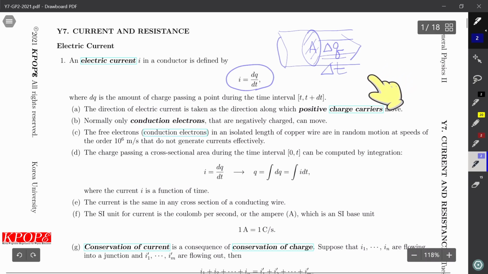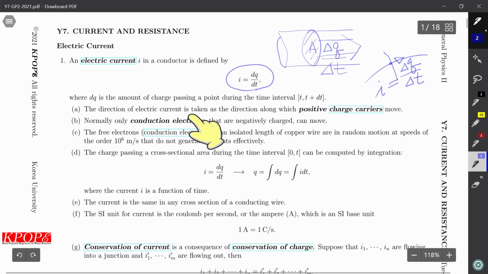In some cases, this wire has negligible cross-sectional area. We cut at some point and dq passes this point. Delta q passes this point during the time delta t. Then we say this is current I.